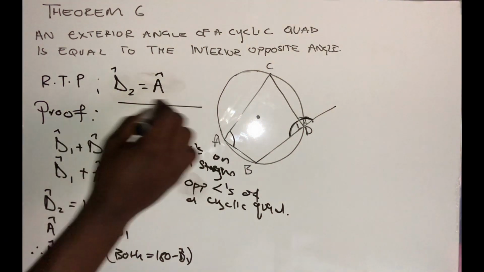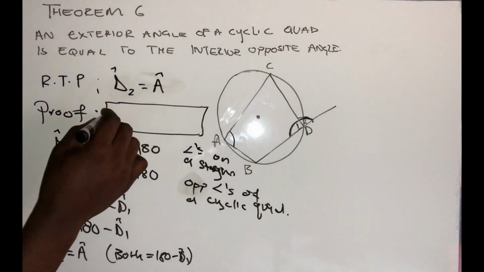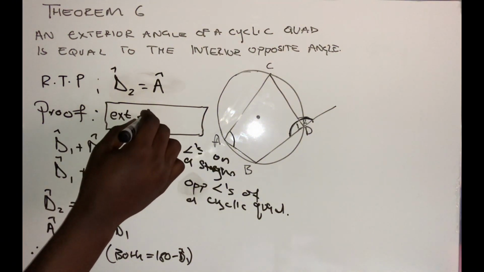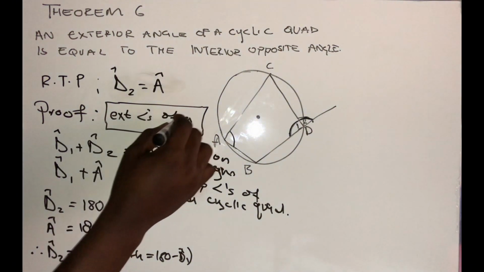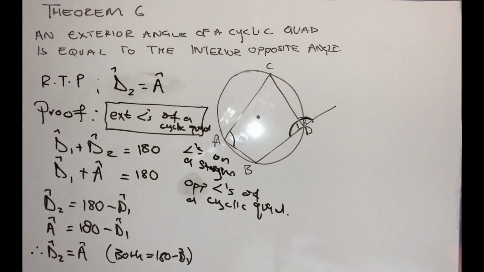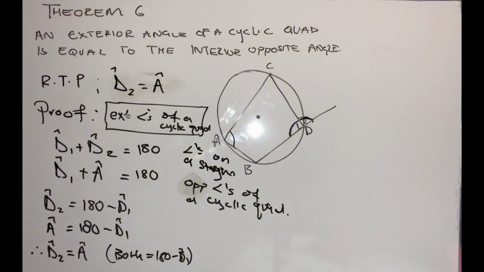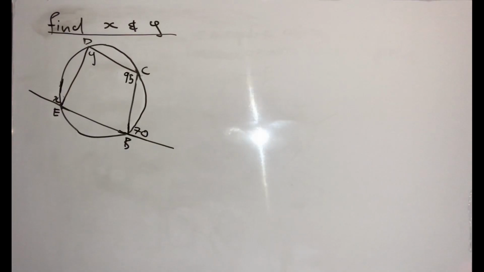So a short reason for this one, I guess, is exterior angles of a cyclic quad. Your short reason for saying D1 and A are equal is exterior angles of a cyclic quad. Let's look at some examples based on the theorem that says an exterior angle of a cyclic quad is equal to the interior angle opposite of that cyclic quad.